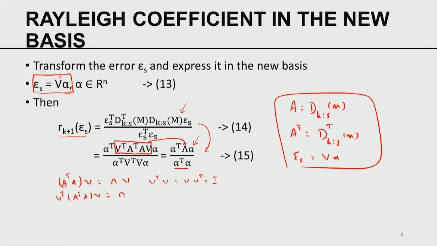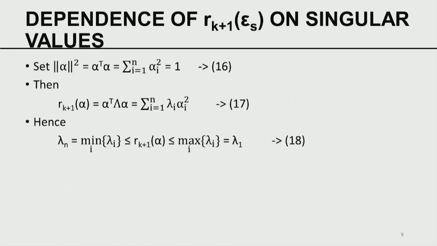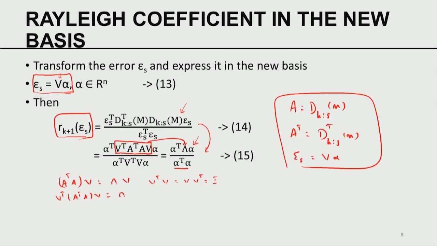So I hope this is clear now. The expression for the Rayleigh coefficient is given by 15. Now what is the denominator of 15? It is the inner product of alpha with itself. The numerator is simply a quadratic form of alpha with itself through diagonal matrices.